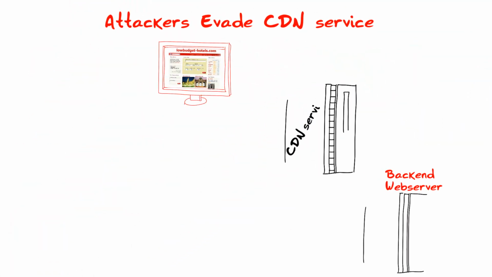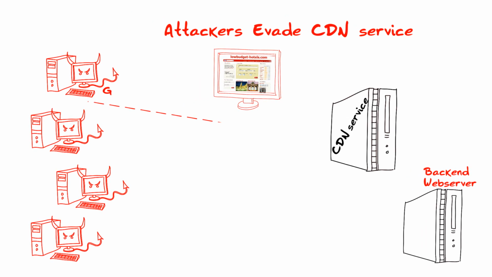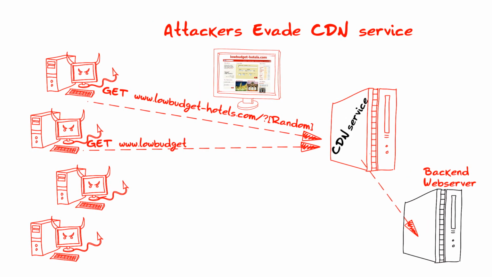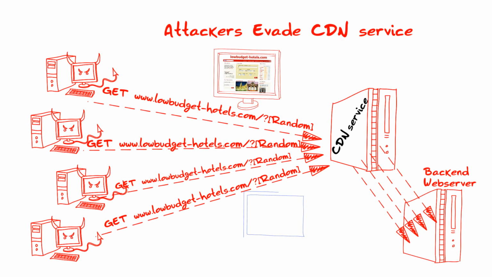Recently, even organizations that use CDN services have become victims of HTTP flood attacks. By randomizing parameters in the HTTP GET request, attackers manage to bypass the CDN service and request a web page directly from the back-end servers. The back-end servers are not designed to handle a large amount of requests, and therefore they become unavailable very quickly, and the attackers achieve a denial of service.